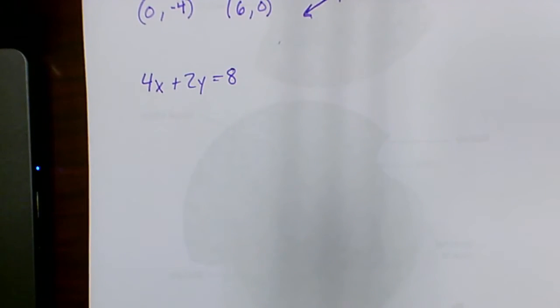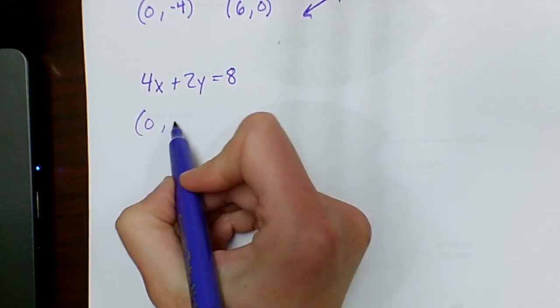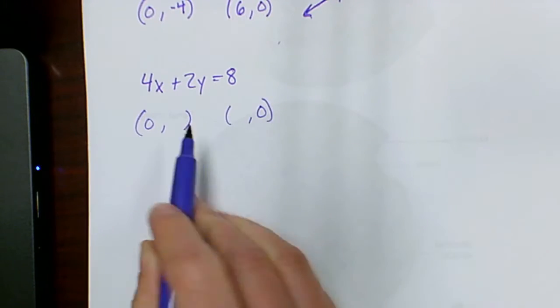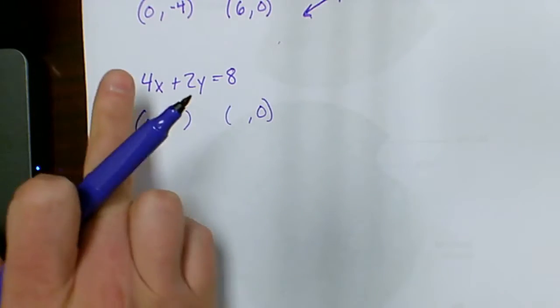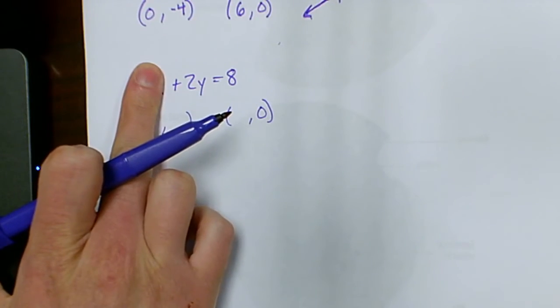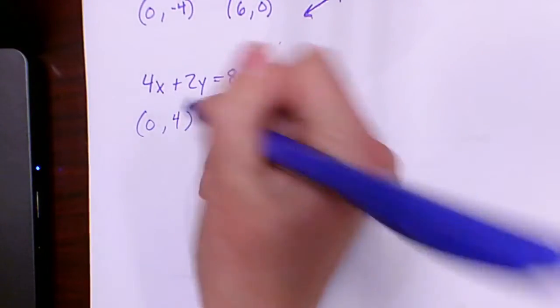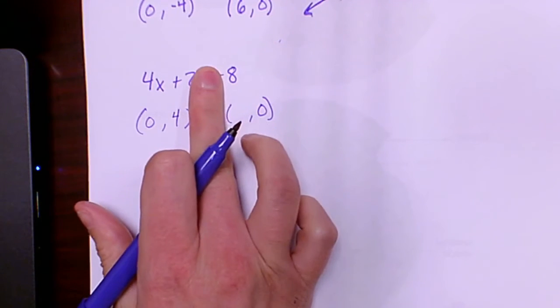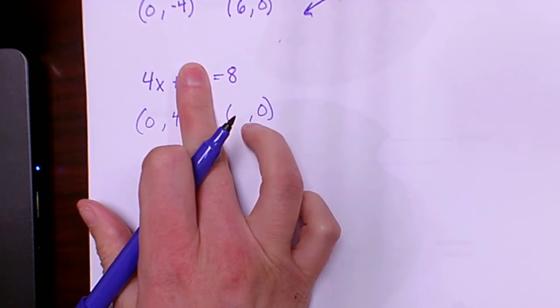So let's graph this one. So our y-intercept and our x-intercept. Our y-intercept is when we cover up x and solve for y, that will be 4. Our x-intercept, you cover y and solve for x, so that will be 2.